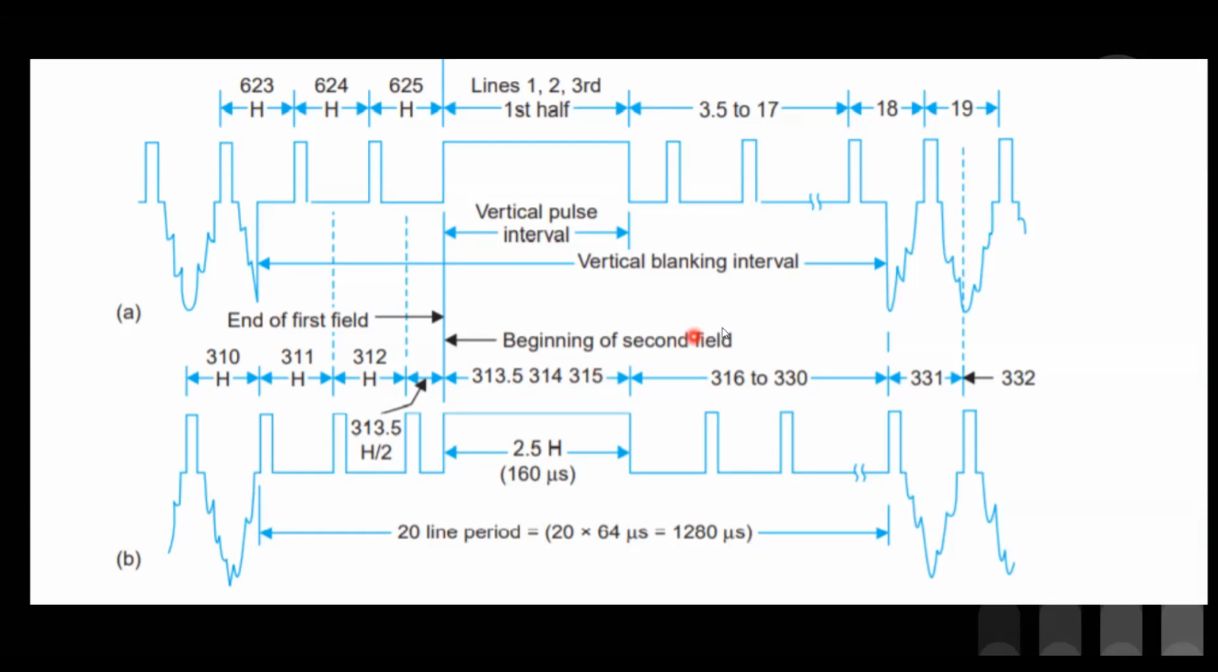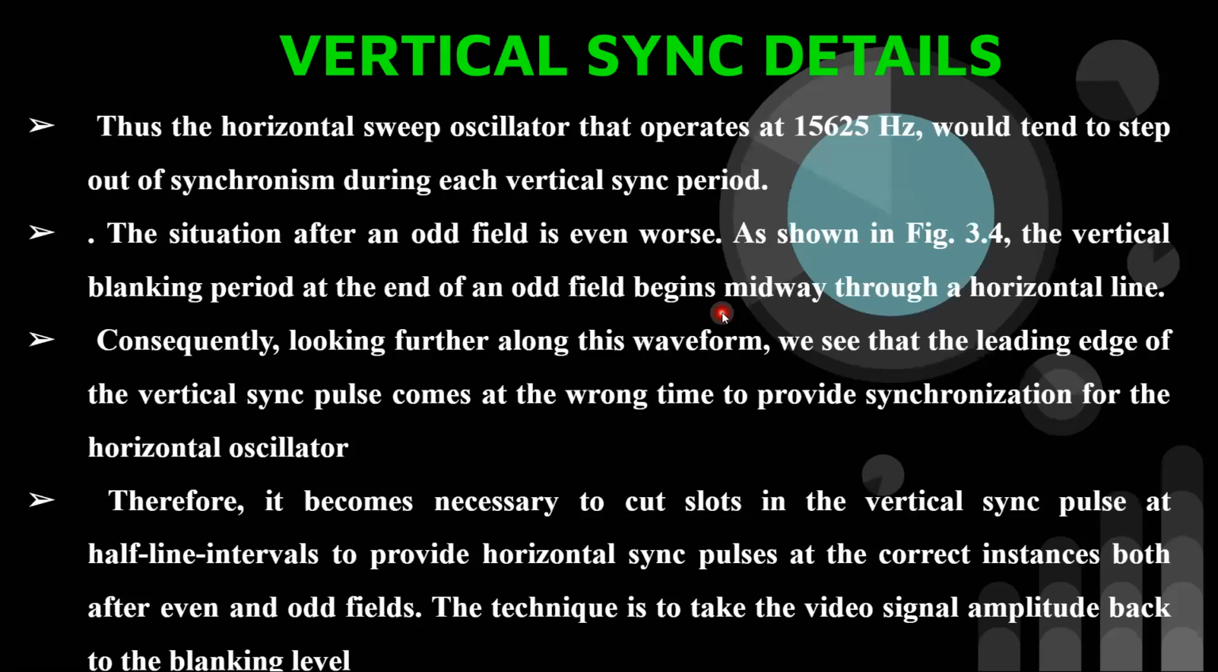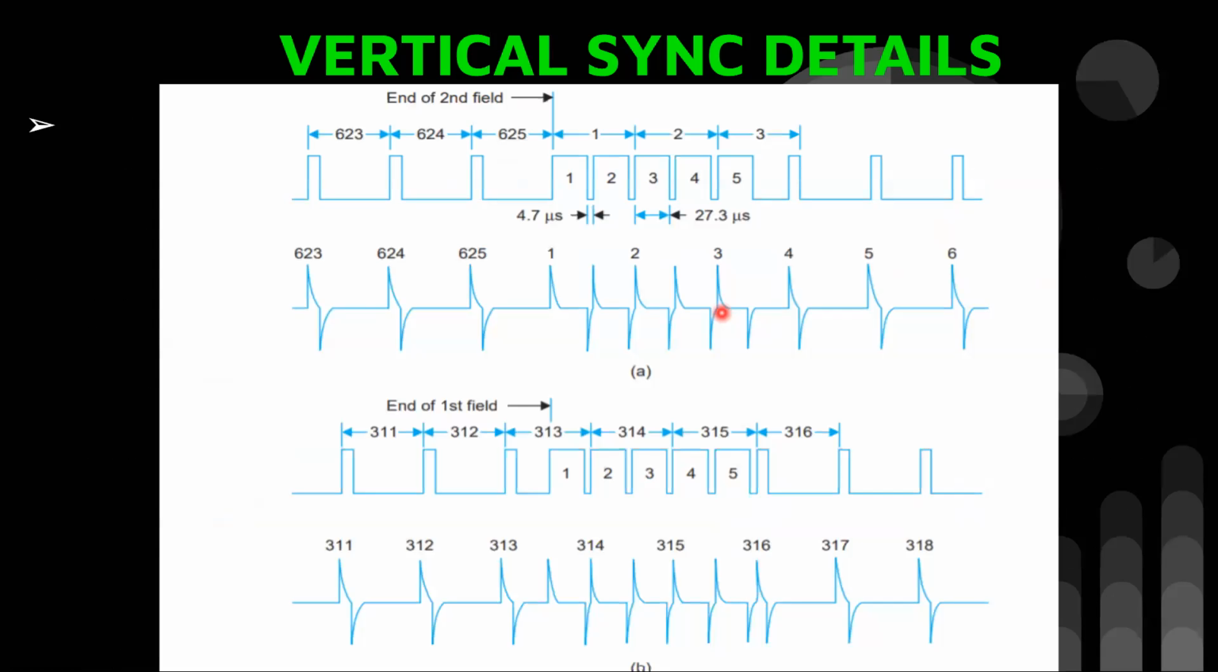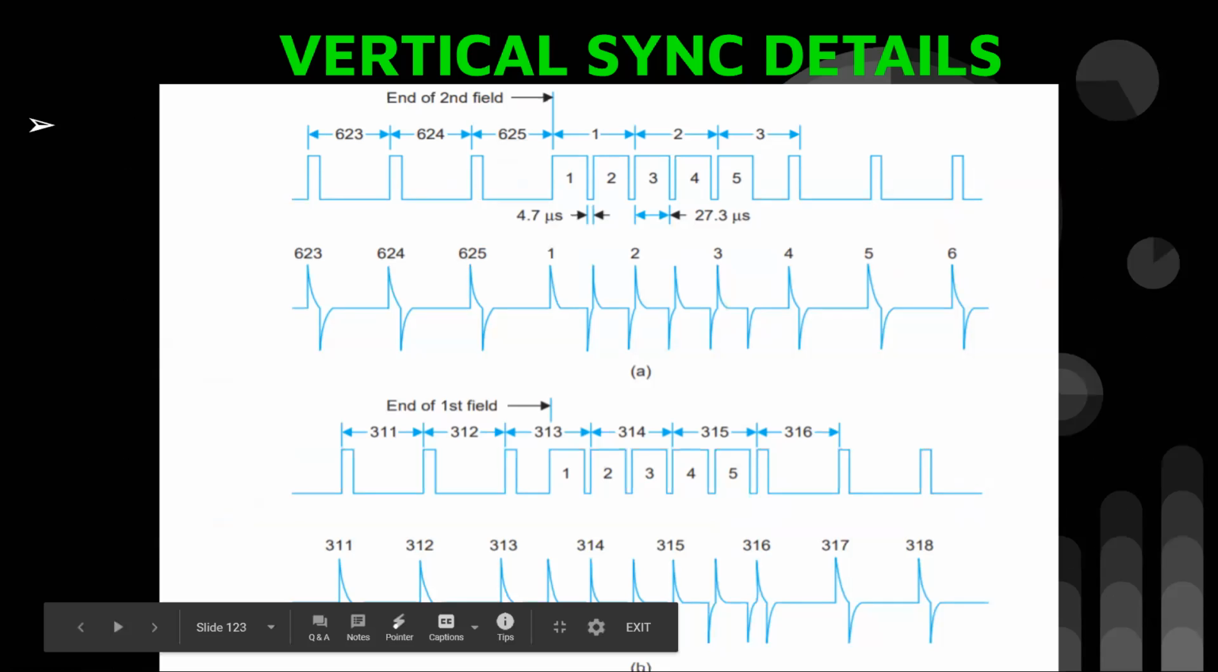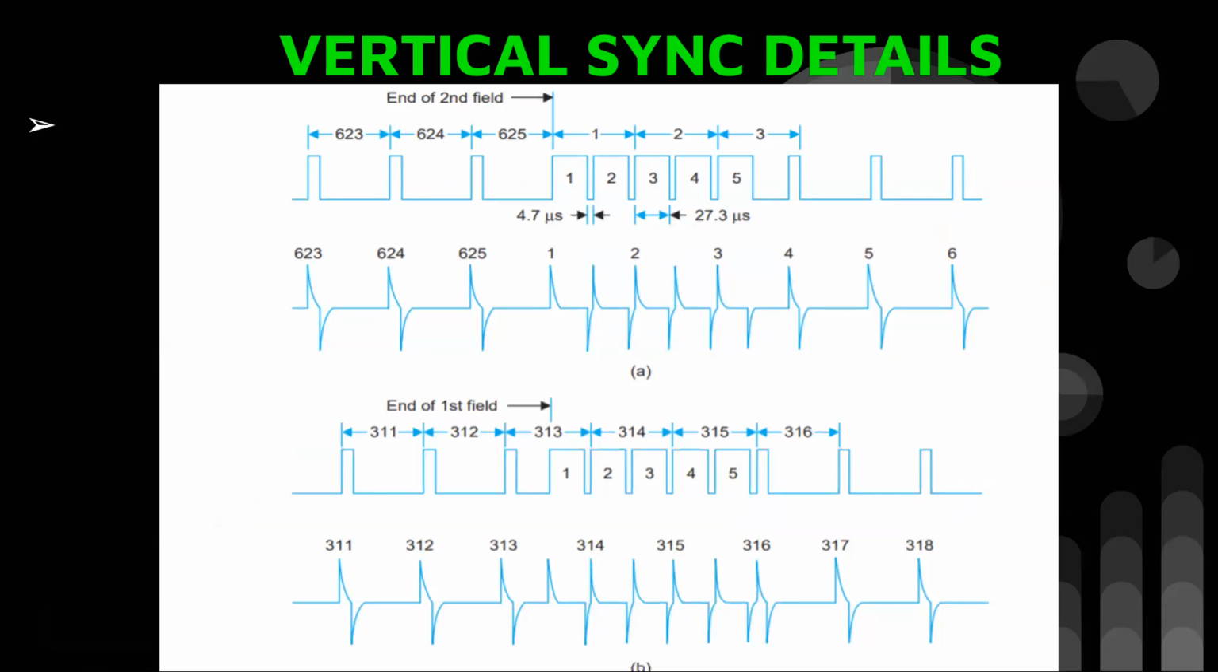So now we look at what is the journey of this. I think you are all watching on your screen. So there are some time slots, timing waveforms available on your screens. So this waveform is called differentiating of the particular waveforms. So here you are watching figure A and figure B. Figure B, first field status. Figure A, second field end status.